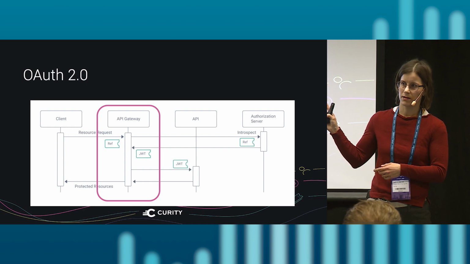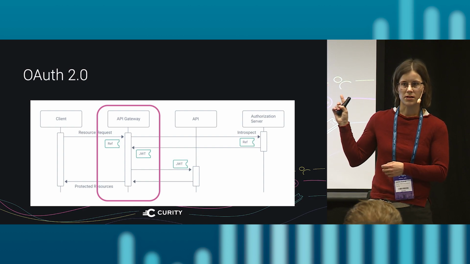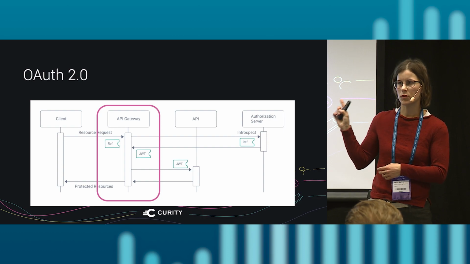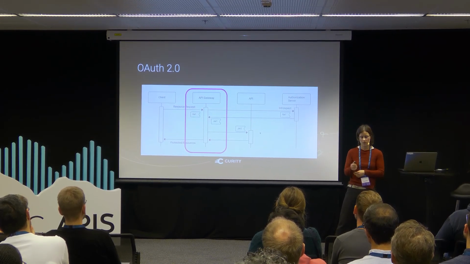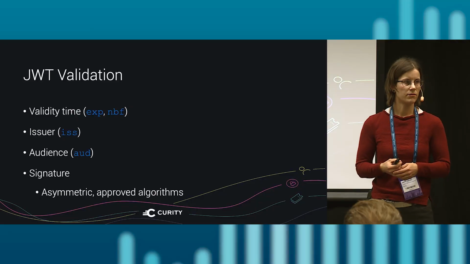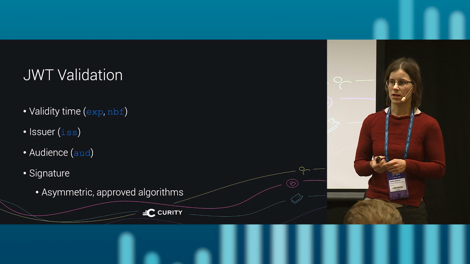So the only thing that the API has to do when it comes to preventing broken authentication is to properly validate this JWT. And this means checking the validity time. Is the token still valid?